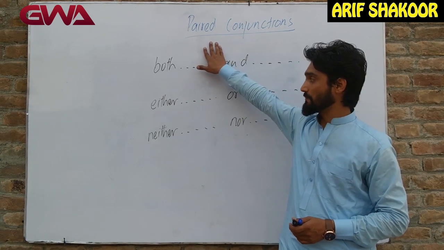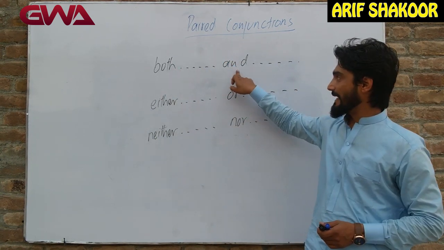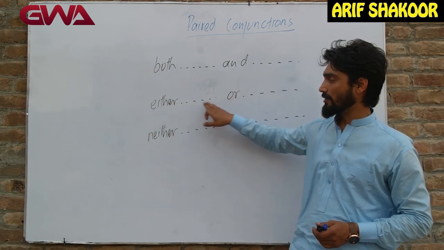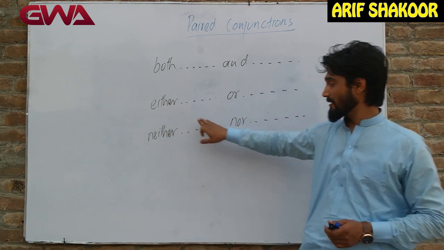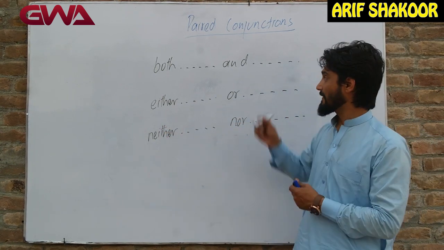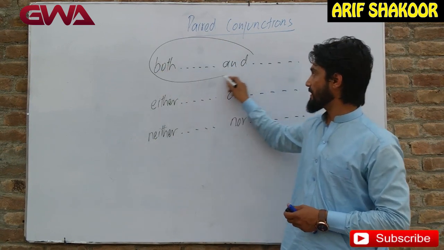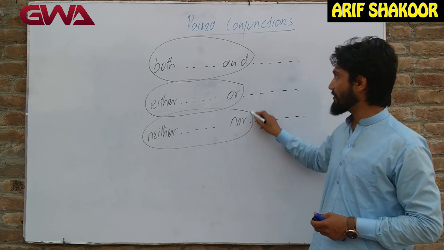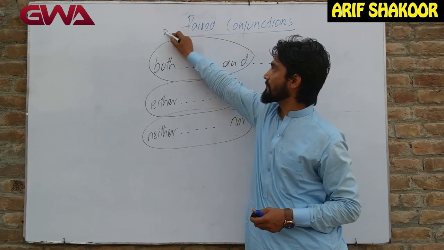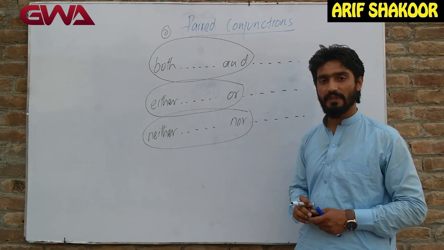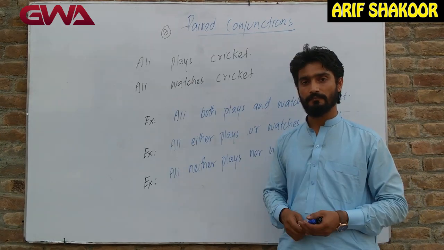As paired conjunctions: when you see and with both in a sentence, or or with either in a sentence, nor with neither in a sentence, they function as paired conjunctions. And I hope you know the meaning of paired. Paired means two, couple. So they are in pair. Let's use them in examples.